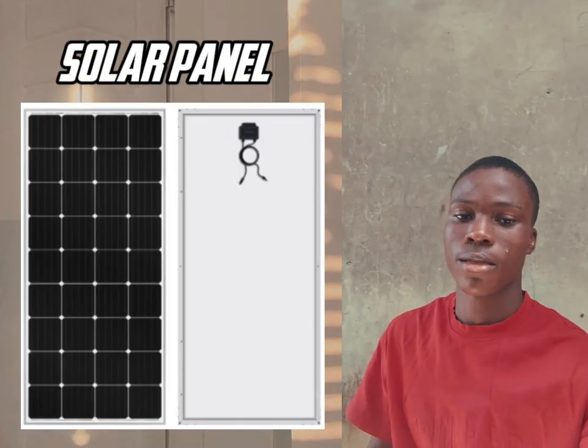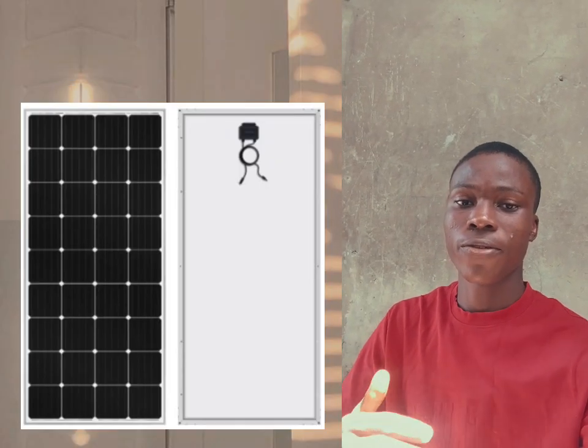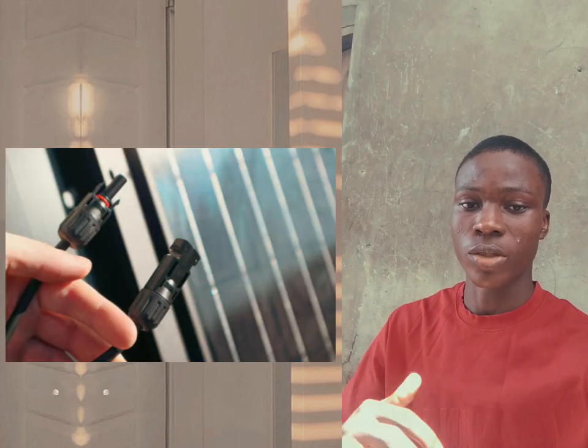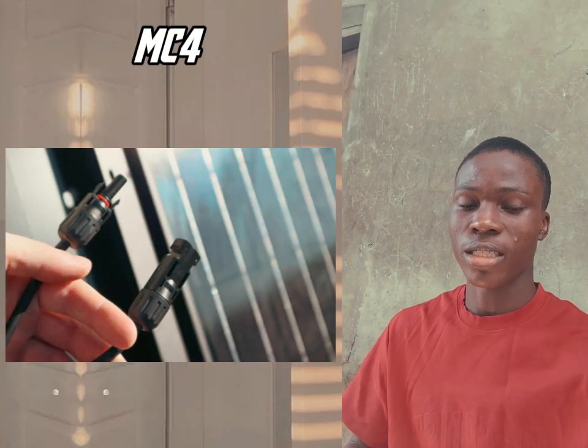So in this video we're talking about the first key component, which is the solar panel. The solar panels are made from silicon cells, and these cells can generate electrical current from sunlight. And these solar panels have terminals on them, the positive and the negative terminals. These terminals are used to output the electrical current that has been converted from the sunlight.